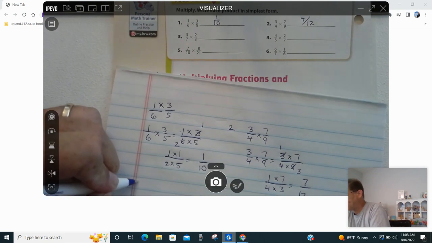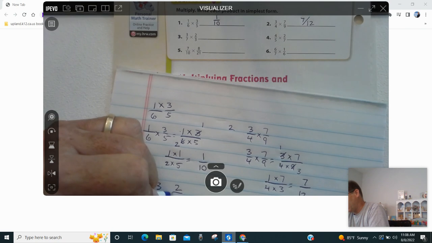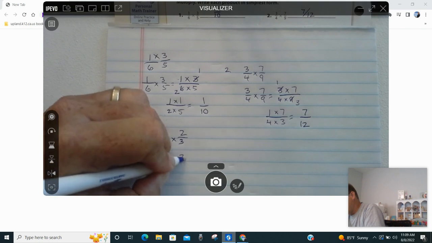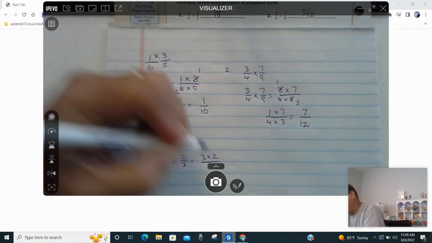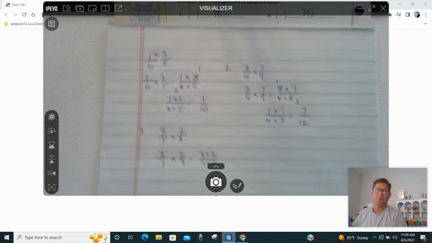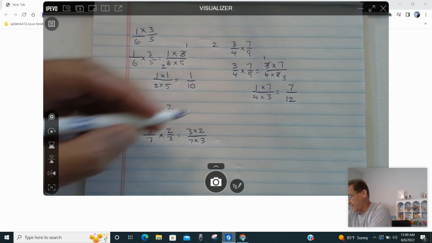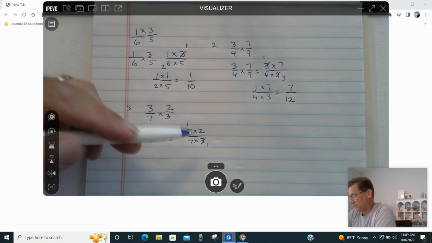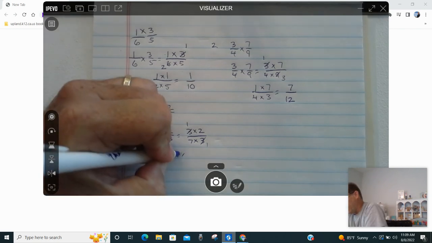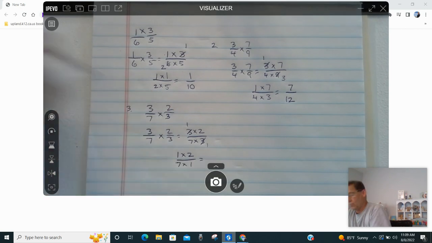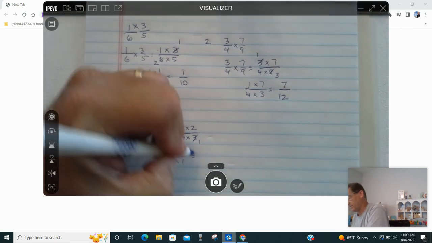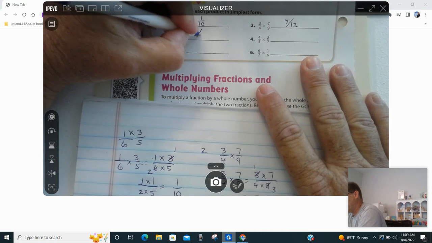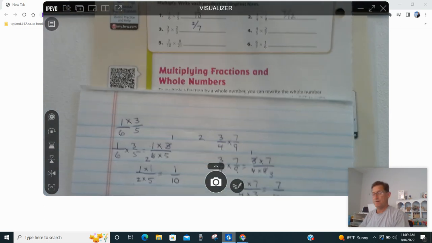Okay, 3. 3/7 times 2/3. All right, so I'm going to rewrite them so that the numerators are together on the top. And I quickly see that the 3's are in common, so we might as well just divide both of those by 3. 2 is not a factor of 7, so that's all we can simplify. So now we're left with 1 times 2 and 7 times 1. 1 times 2 is 2. 7 times 1 is 7. So 2/7. Right, number 4.